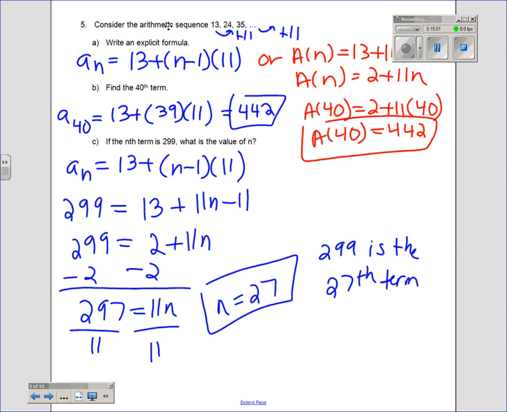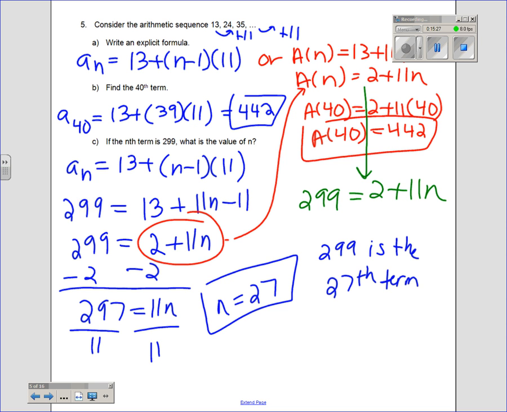The idea in terms of the explicit formula is that by starting out in blue, which we did, we ended up getting 2 plus 11n. And 2 plus 11n is exactly what we had here in red. So it's just to say that maybe it was quicker, instead of doing the first two lines of blue, to come up here in red and say, okay, 299 is my value of 2 plus 11n, solve for n. I just think it's a little bit quicker going that route.